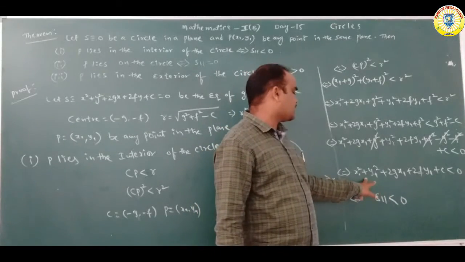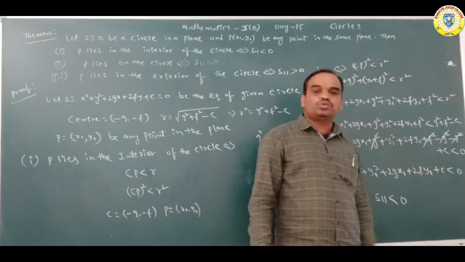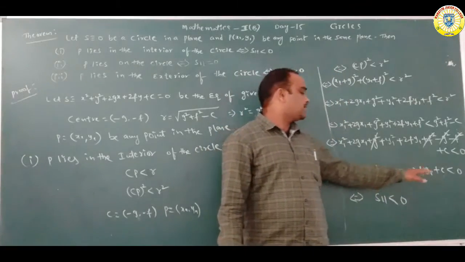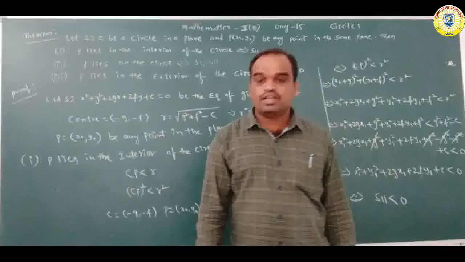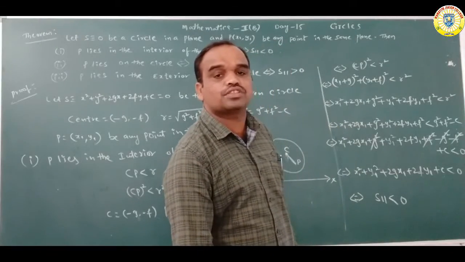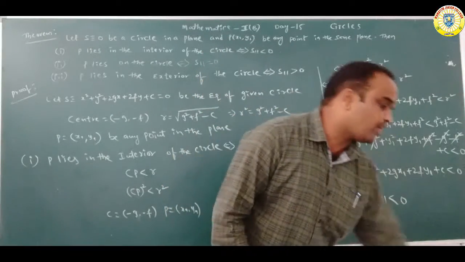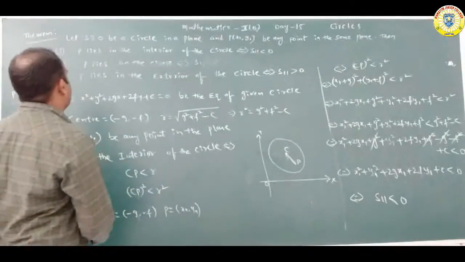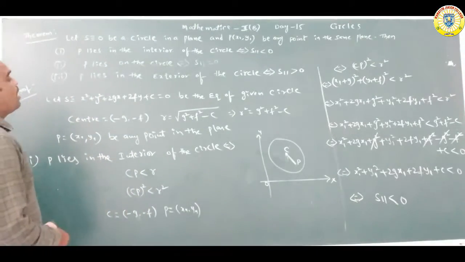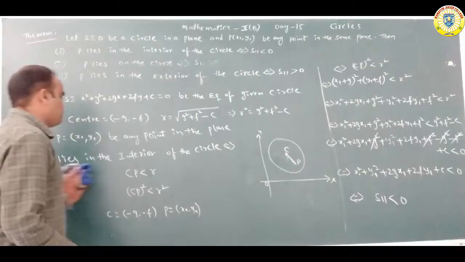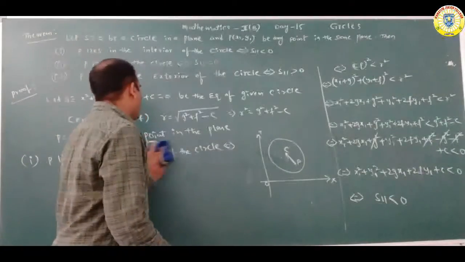By using this formula, x1 square plus y1 square plus 2gx1 plus 2fy1 plus c less than 0, in that case we can find the S11 value. So the second point: P lies on the circle.